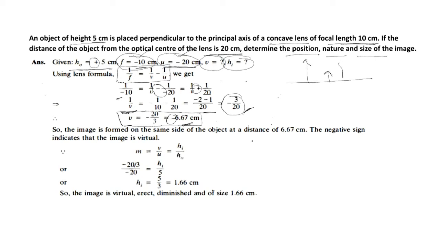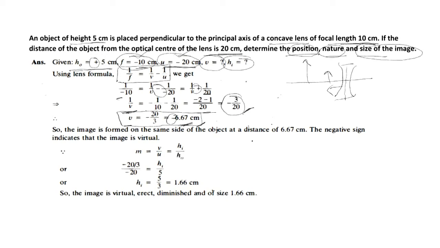Fine. Suppose this is your concave lens. So the image will form left to the optical center. Clear? And the image distance is 6.67 centimeter. Clear? Now we have the position of the image and nature of the image. Now we need to calculate the size of the image.